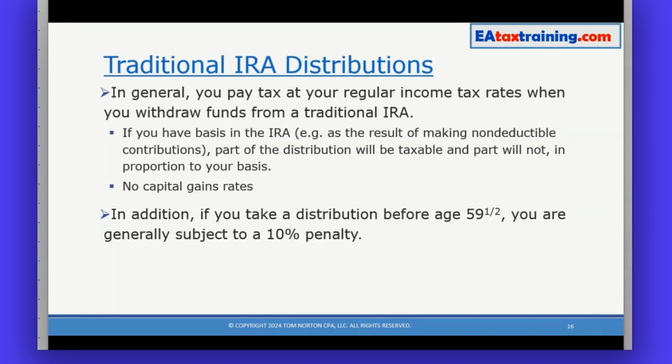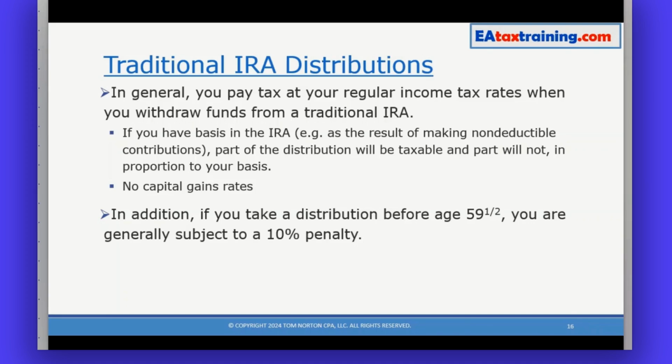If you have basis in the IRA because you made some non-deductible contributions, for example, then part of the distribution will be taxable and part will not, and it will be in proportion. So you'll take how much basis did you have? So in other words, how many non-deductible contributions did you make compared to the total amount that is in the account? That proportion will not be taxable and the rest will be taxable.